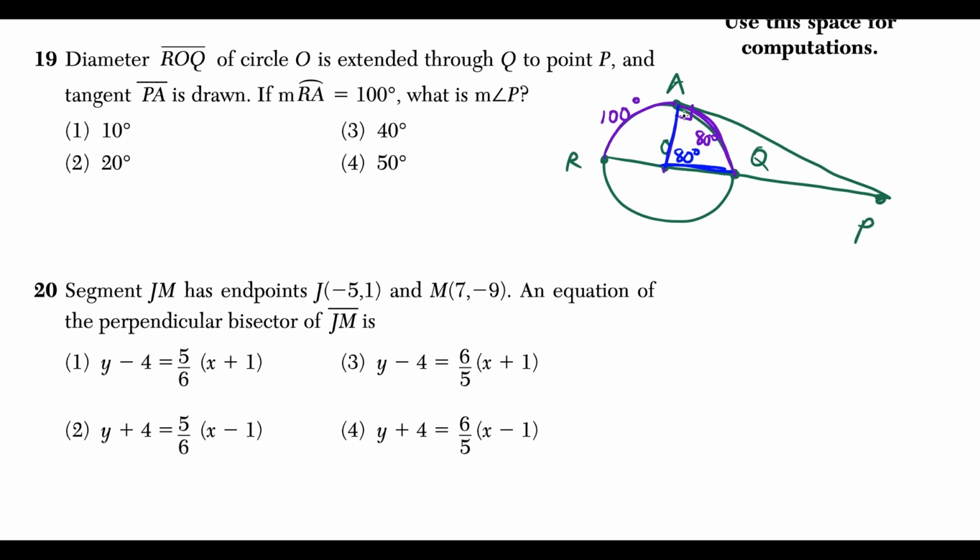So if this is 90 and this is 80, the measure of angle P would have to be 10 degrees because the sum of all three angles of a triangle has to equal 180. We could just check 90 plus 80 plus 10 degrees. This would make 180 degrees if we add them up. So the measure of angle P has to be 10 degrees, choice 1.